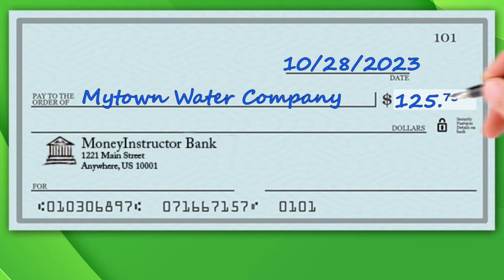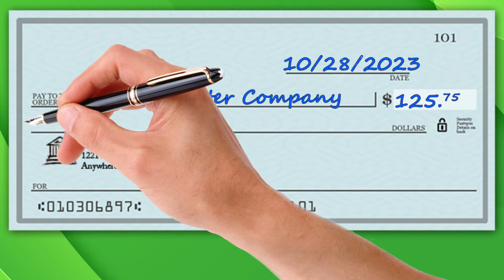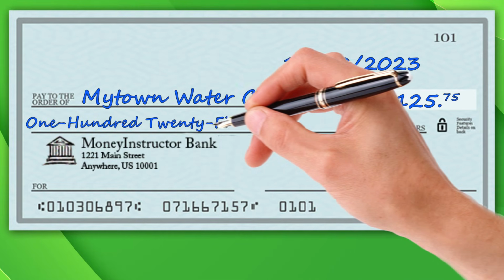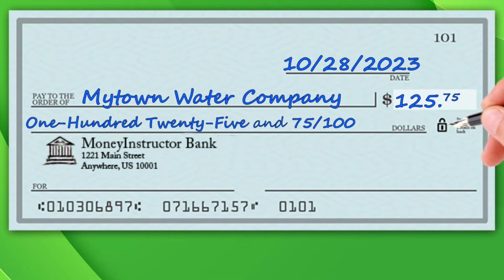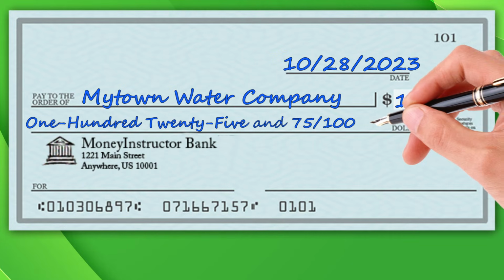And then on the line right below the payee, you'll write out that amount in words, the dollar amount, and the amount of cents written as a fraction of cents over 100. Here it is: one hundred twenty-five and 75/100. It might feel repetitive, but it's an important safety feature. Also, draw a line through the remaining space.